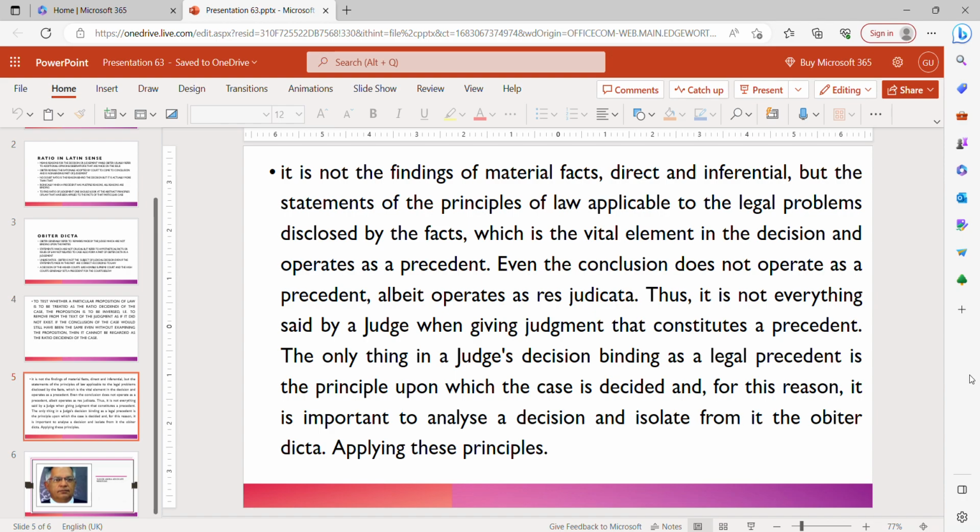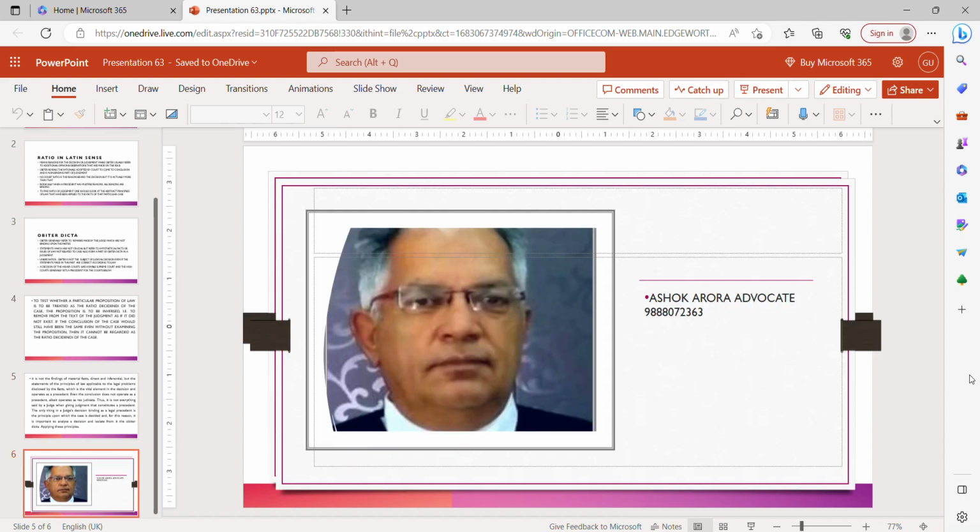The only thing in the judge's decision binding as a legal precedent is the principle upon which the case is decided, and for this reason, it is important to analyze a decision and isolate from it the obiter dicta by applying these principles. So, this is all about the concept of obiter dicta and ratio decidendi.